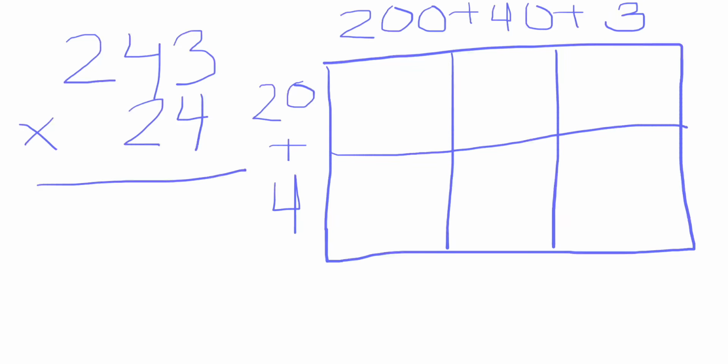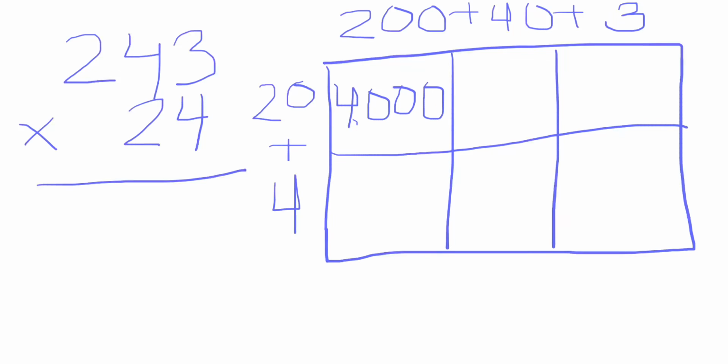So I'm going to go ahead and start with 200 times 20. And I know that 2 times 2 is 4. And then there are 1, 2, 3 zeros. So using that basic fact and adding the zeros to help us do our multiplication, that's 4,000.